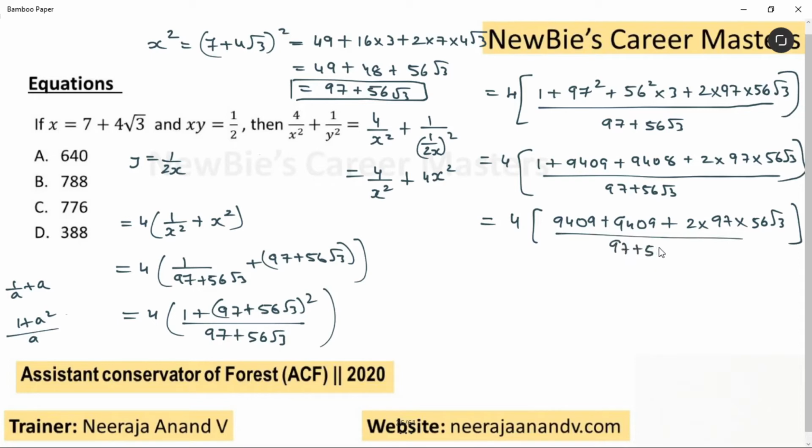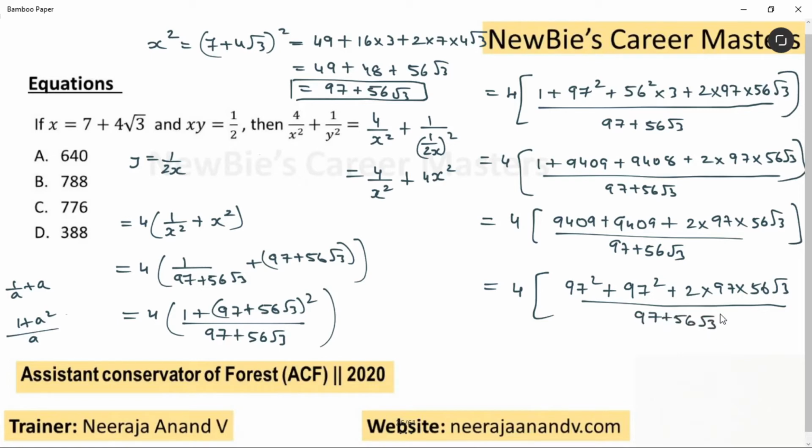97 plus 56 root 3. Okay, now I'll rewrite this as, see, this is the value for 97 square, right? Let's put it back. Okay, and the next number is also 97 square. Okay, 2 into 97 into 56 root 3 divided by 97 plus 56 root 3.